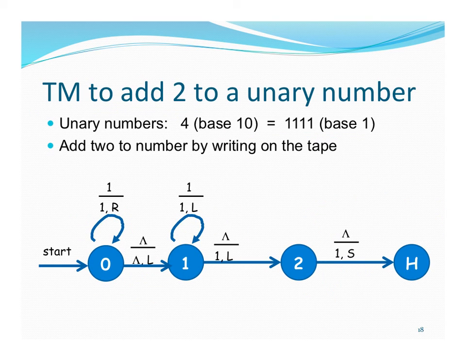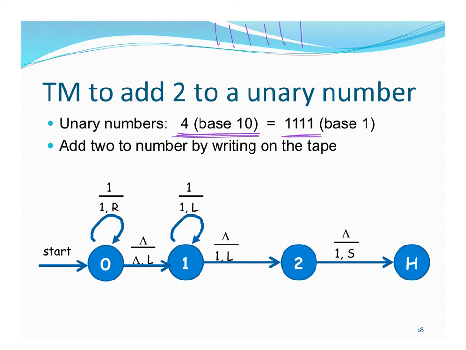So here's another example of a Turing machine. This is a Turing machine that adds 2 to a unary number. Of course, we know what binary numbers are: binary numbers are base 2. A unary number is in base 1. So the number 4 in base 10 is the same as 1111 in base 1. So if I want to represent the number 6, it's 1, 2, 3, 4, 5, 6 in base 1. All right, you get it?